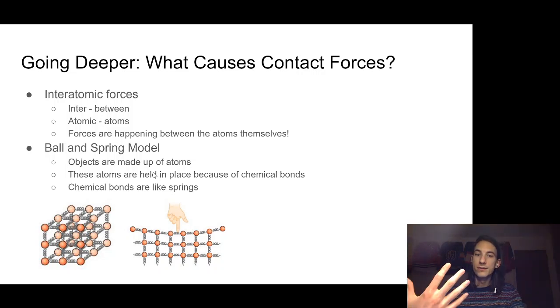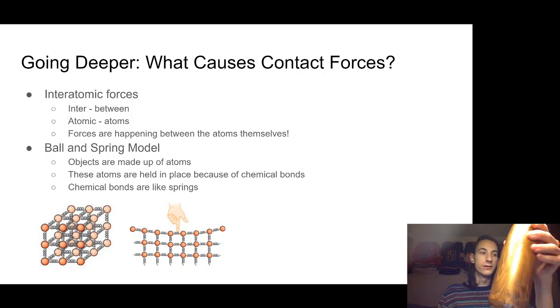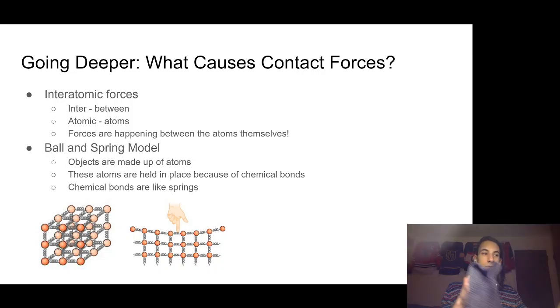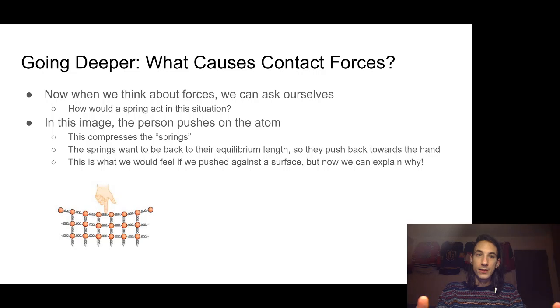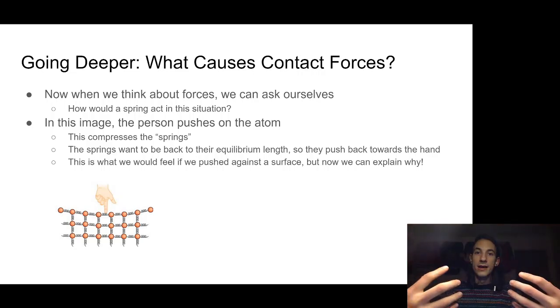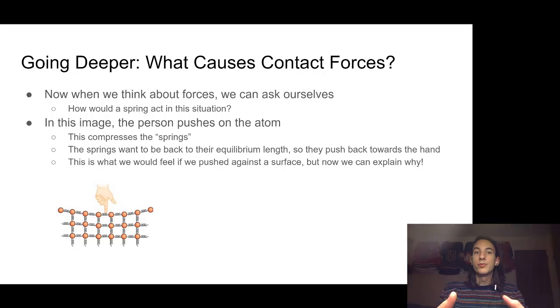You can think about your hand like this. You can think about surfaces, tables, water bottles, hats, phones, anything. Every object we can think about as being made up of these individual atoms with these springs attached to them, and they are going to compress and stretch just like a bunch of springs and balls would. So now when we think about forces, we can ask ourselves on an atomic level, how would a spring act in this situation? I kind of just talked about it.